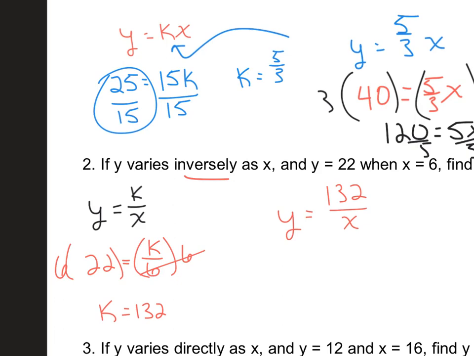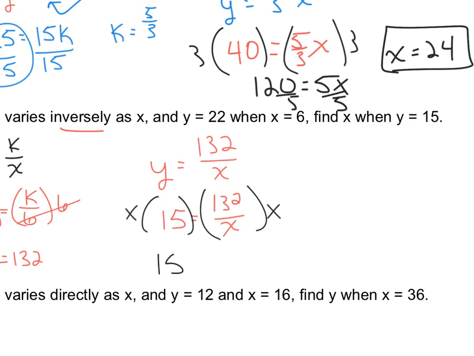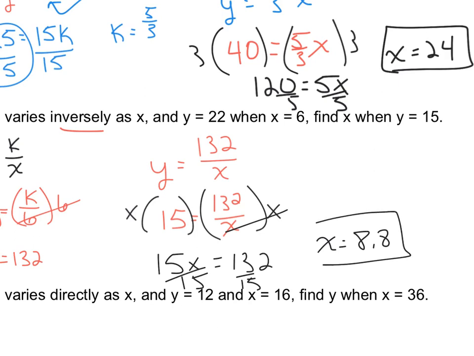And they actually gave us a pretty easy one here. It says, find x when y equals 15. So we have 15 equals 132 over x. We multiply both sides by the denominator. X times 15 is 15x. They cancel over here and give us 132. And then, of course, we divide by 15. So I got x, I actually put it in a decimal because it was a nice one, 8.8. And there you go. So really not very tough.